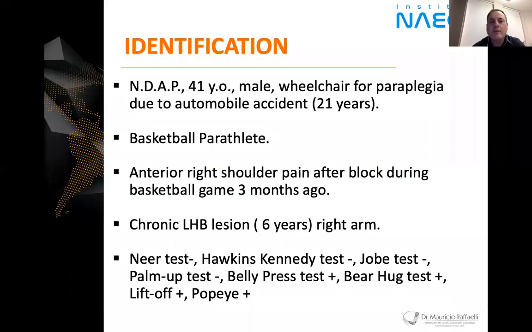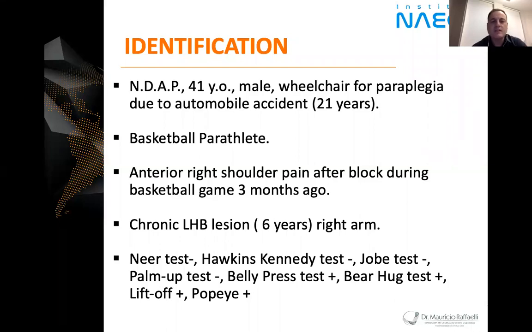Here we have a 41-year-old male patient. He uses a wheelchair because of paraplegia after an automobile accident 21 years ago, but now he is a paraplegic parathlete basketball player. He had anterior right shoulder pain after a block during a basketball game, and he had a chronic long head of the biceps lesion 6 years ago in the same arm.